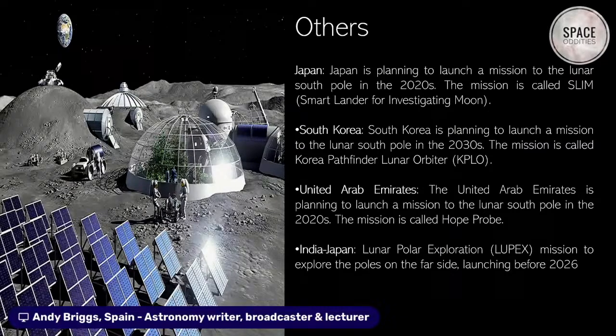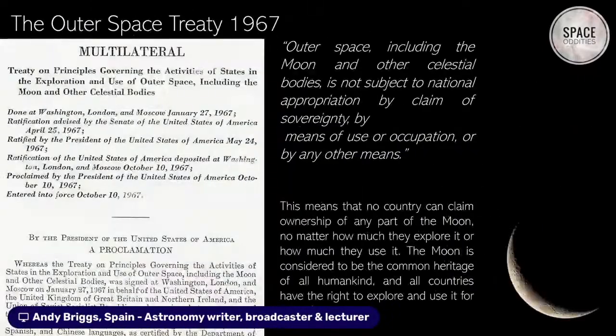UAE, the United Arab Emirates, is planning to launch a mission to the Lunar South Pole in the 2020s. That's called HOPE Probe, because their Martian mission is also called HOPE, of course. India and Japan have a plan to develop a mission called the Lunar Polar Exploration to explore the poles on the far side that we can't see directly from the Earth, launching before 2026. So that's a nice international collaboration.